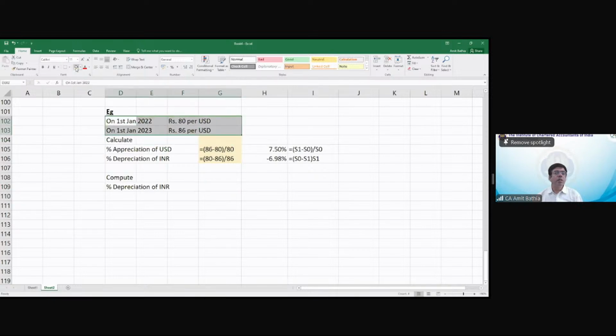So what is the information given in the question? You are told percentage appreciation of USD is 7.50%. Now compute percentage depreciation of INR. So how do I compute this? Yes? Can anybody help me out? So first of all, percentage change is 7.5. So that will be in the numerator. That is a change. Do you agree with me?